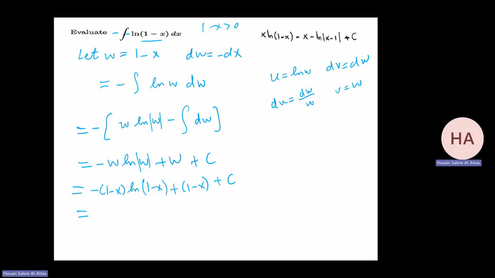So I have what? I want it in the same format. Well, let me open this and then I will have minus ln(1 minus x) plus x ln(1 minus x) plus 1 minus x plus c. This I can write as c. So I have x ln(1 minus x) minus x minus ln.